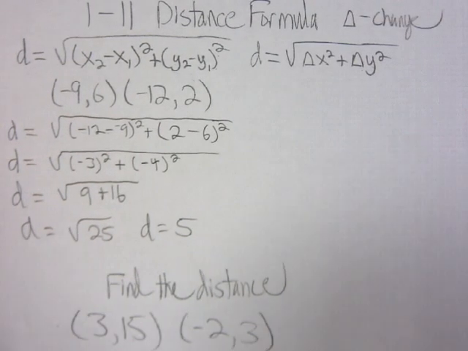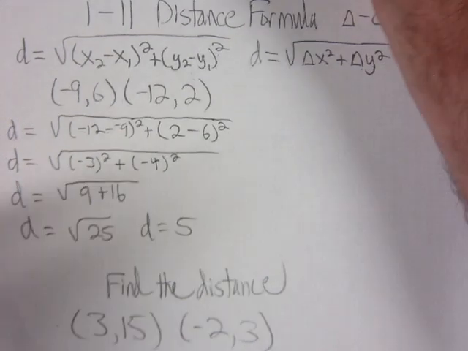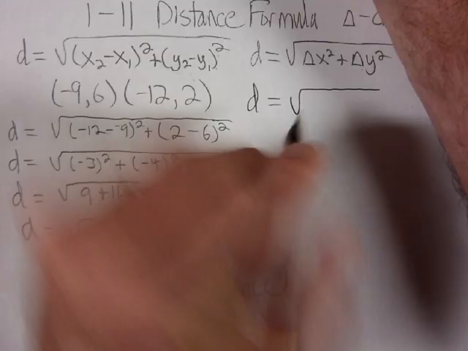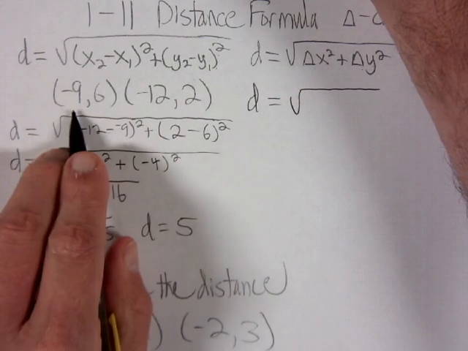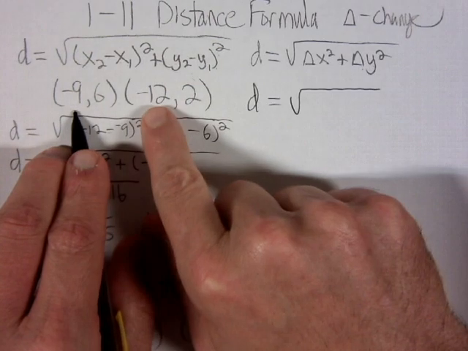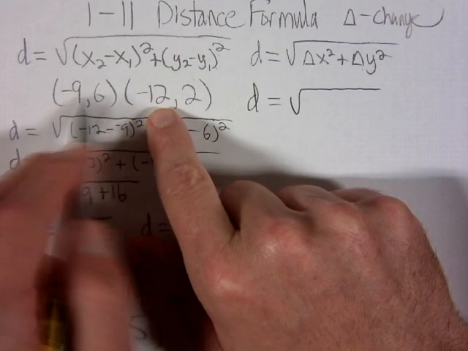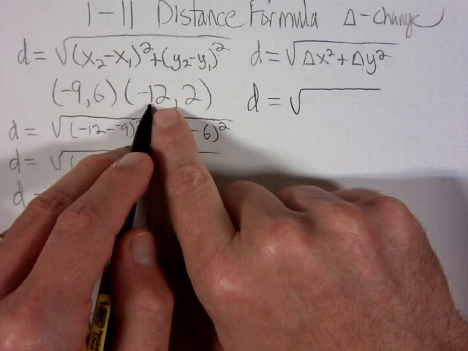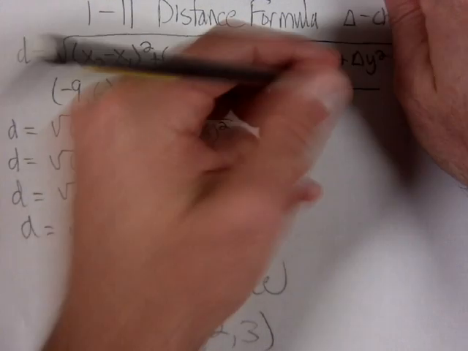Now, let's take a look and do the same problem with the other formula and see how it differs. Okay? And so when I go to plug this in, it'll be d equals square root of. Now remember, this is change in x. So look at the x numbers and let's see if we can tell how much x changes by. So from negative 9 to negative 12, okay, that's going down by 3. And so really it's just changing by 3. So I'm going to write the change as 3.